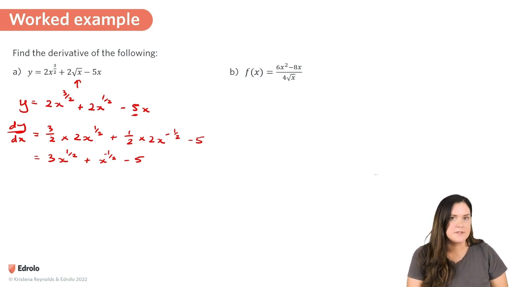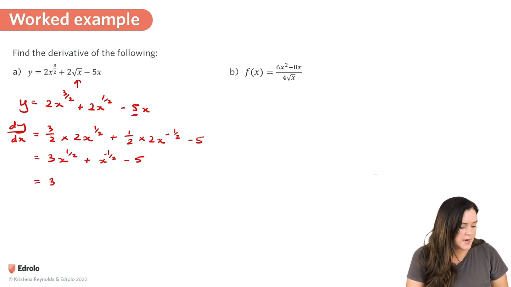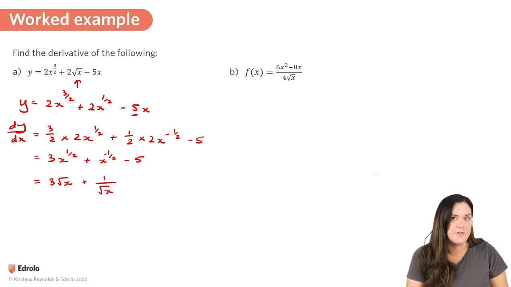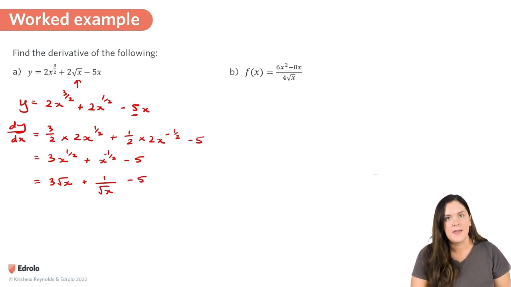Now I could rewrite this so that all of my powers are positive, and I could rewrite them so I have the square root of x instead of to the power of a half, or I could just leave it like that. So I'll show you both ways. So firstly, it's going to be 3 times the square root of x plus 1 over the square root of x, because we've got that negative power. It's going to be to the bottom, and then take away 5 at the end.